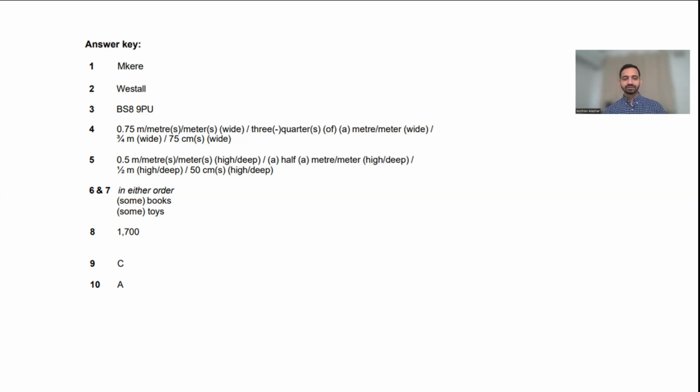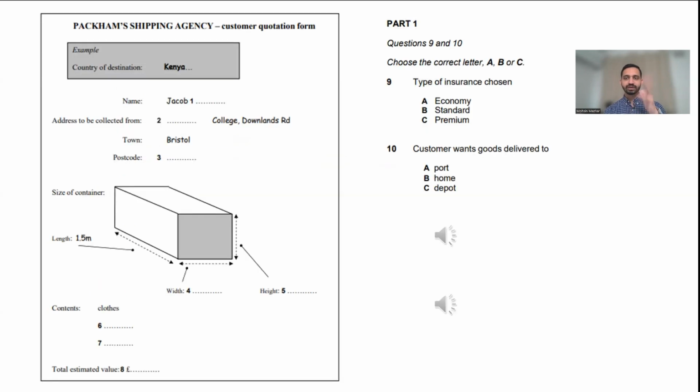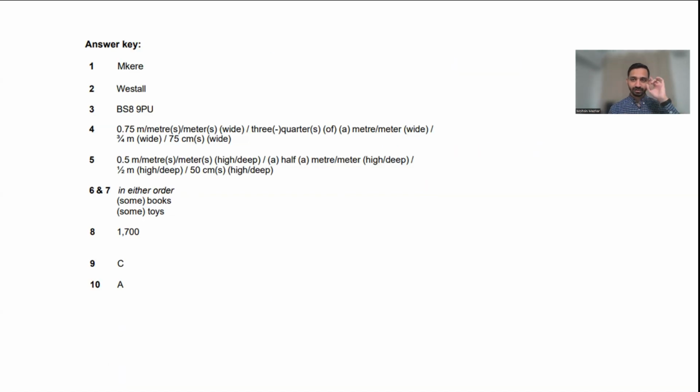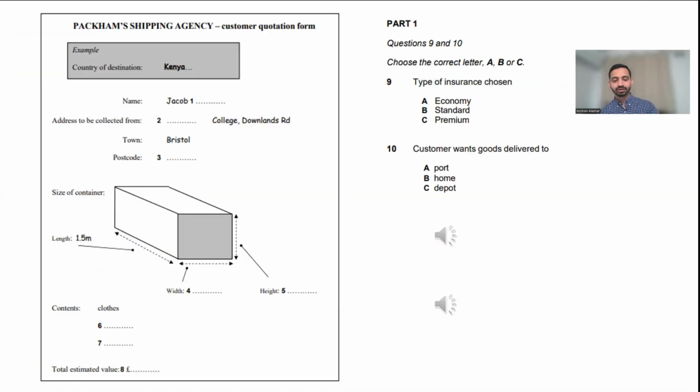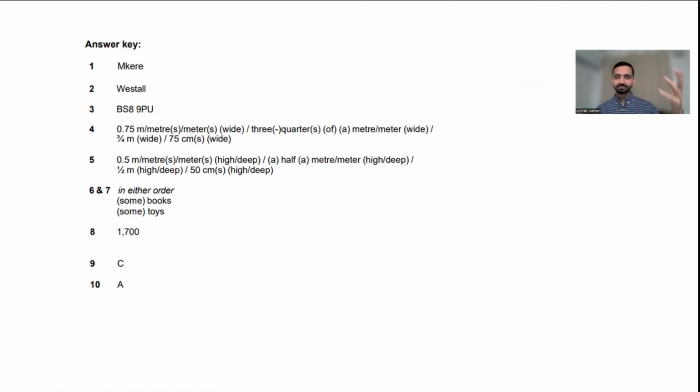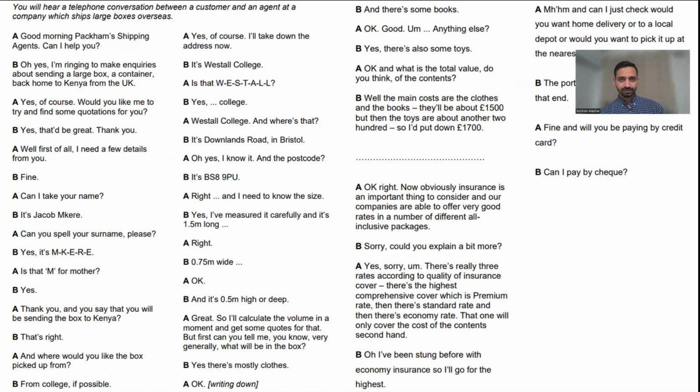Number 9, the answer is C. So he says, I want the premium, the best one. Let's go with the best one. That's why it's very important to notice that he uses a synonym. A synonym here is best instead of premium. And then number 10, port. So he's going to be picking up from the port because he says that he has got transport at that end. Cool, sounds good. I'm going to share it with you to go through in your own time.